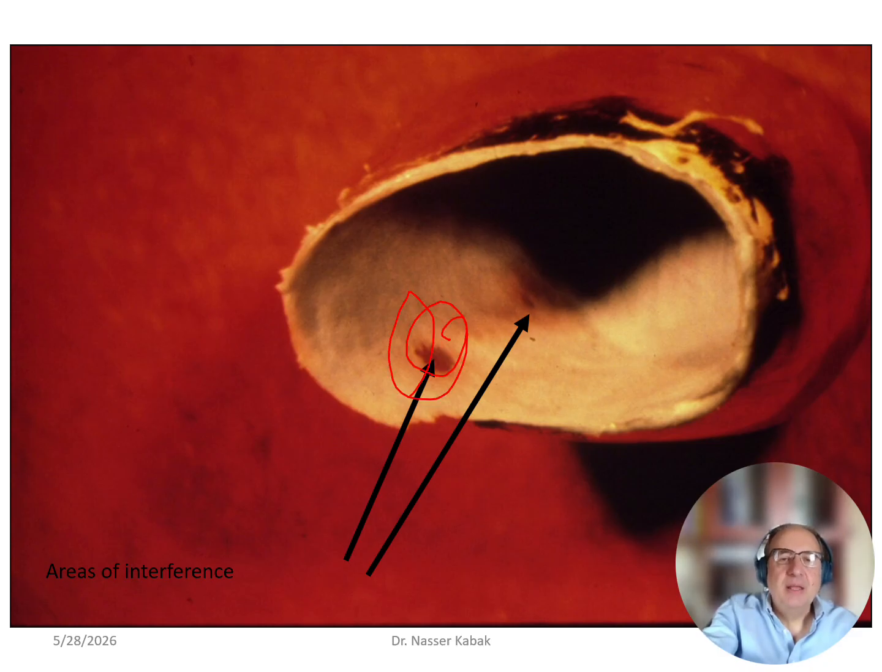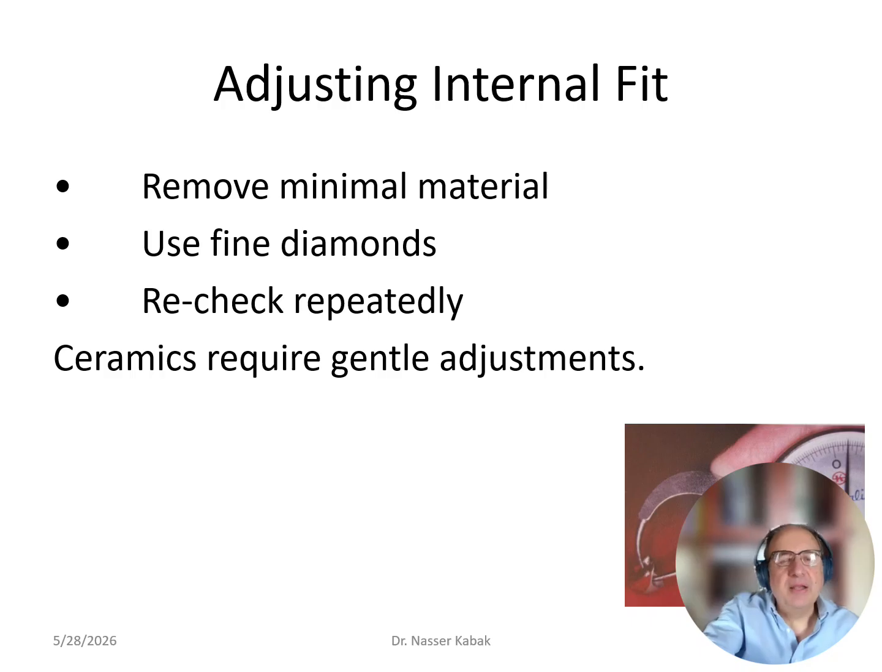We call them binding places. We should remove them, and subsequently they should be ground with fine diamonds, of course. And this process is checked repeatedly. We should also check the thickness of the restoration. When we are fitting the restoration, if the thickness is not appropriate, less than 0.3 millimeters, it might be perforated, or we might perforate the inner surface of the restoration during this stage.